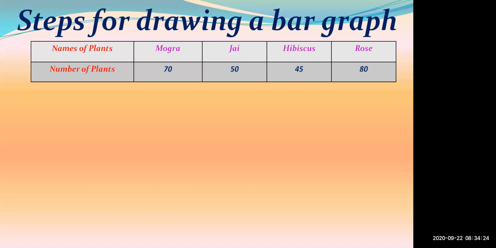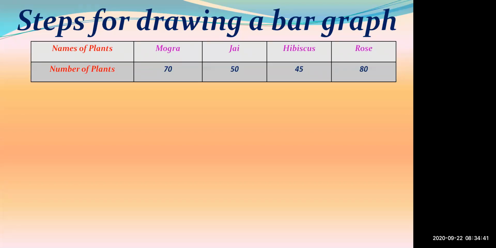And what is the quantity of rose? Who can tell me the quantity of rose? Any one of you? 80. If you are attentive, then 80. Yes, the quantity of rose is 80. So this is your information. This information you have to draw on your graph paper and make a bar graph.